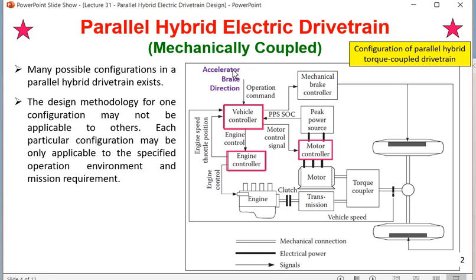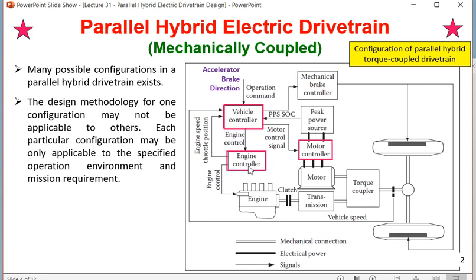So as in the case of series hybrid, we found the inputs were coming from steering, accelerator and brake. The same inputs are coming here. This is actually called the operation command, and they are coming to the vehicle controller. This is the ECU, that is the electronic control unit, a high-end microcontroller. There are two more microcontrollers. The microcontrollers or controllers are given in a red boundary.